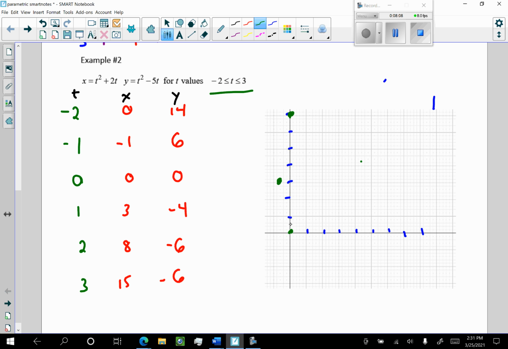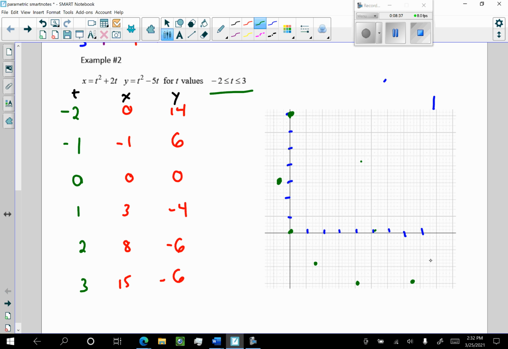And when t is equal to 1, you have the point 3, -4. So we're going to go down here. And then when I'm at 8, I'm at -6, which is down here. And when I'm at 15, I'm at -6 as well. So 2, 4, 6, 8, 10, 12, 14, 15 right here.